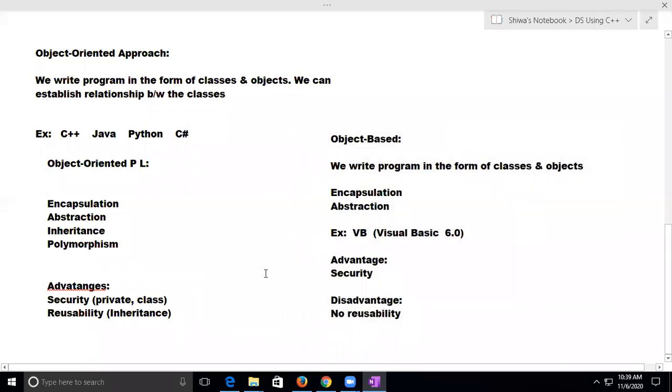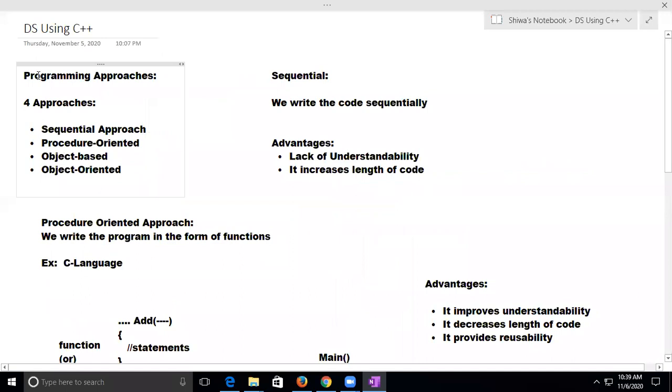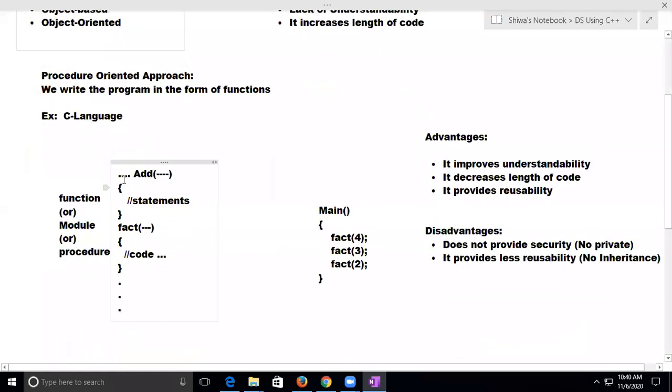Now, till here, once again I'm giving an overview. Please listen. Programming approach means style. Programming approach means style of writing a program. How many styles are there? Four styles are there. Sequential style means we write sequentially. Procedure oriented style means we write the program in the form of functions.